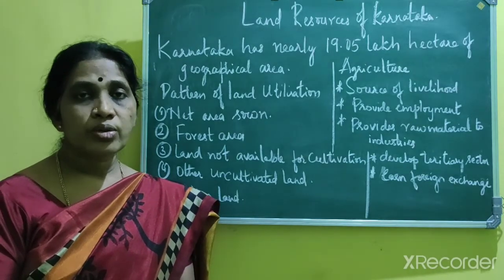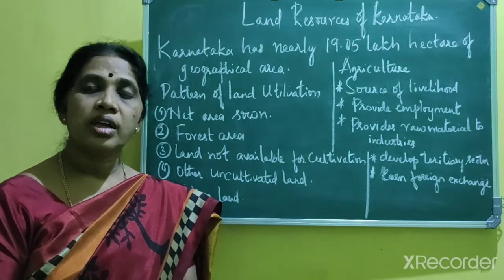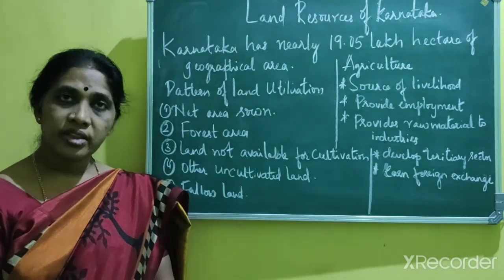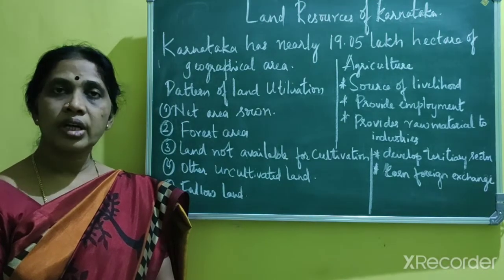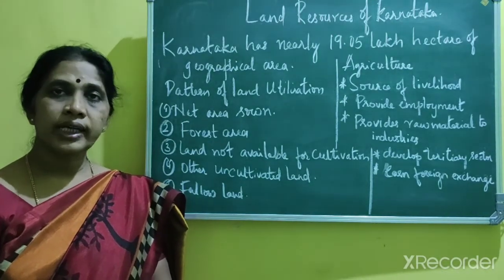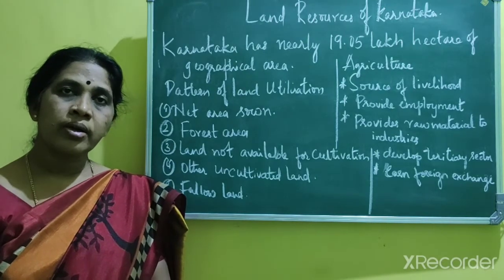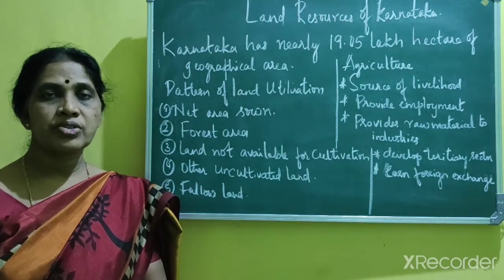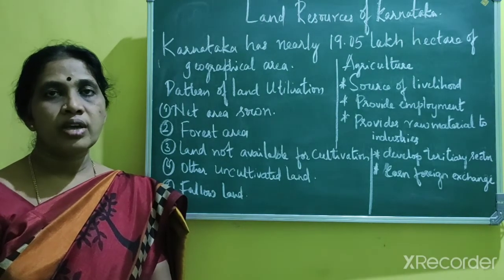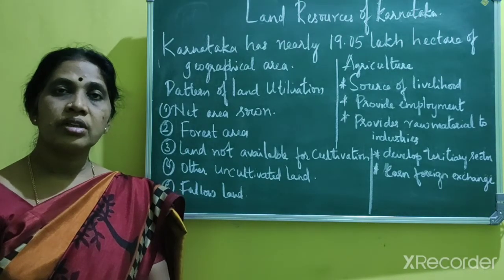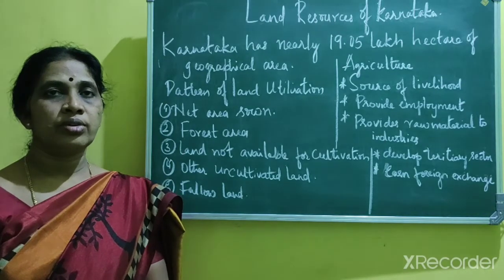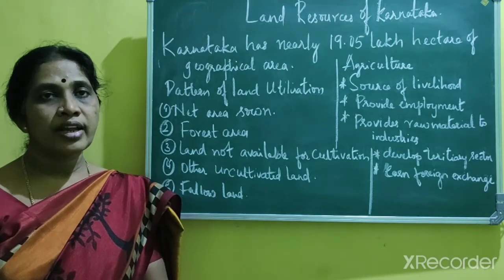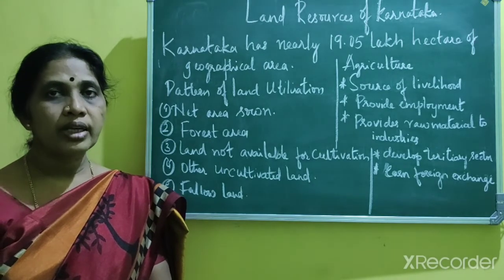So the proper use of these resources is called land utilization. Under this title it includes cultivable land, fallow land, barren land, forest area, and land used for residential purposes, roadways, railways, dams, and canals. All this is included. So proper utilization of land for all these things lays the foundation for economic development.